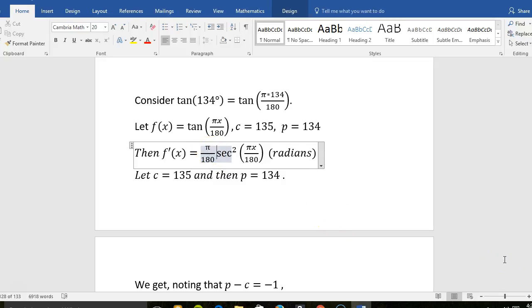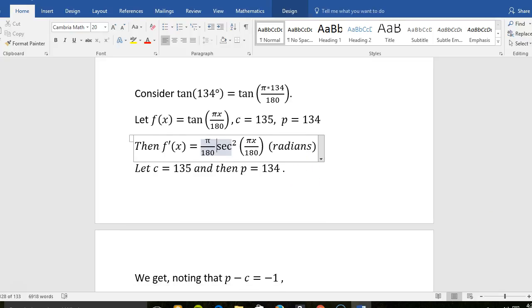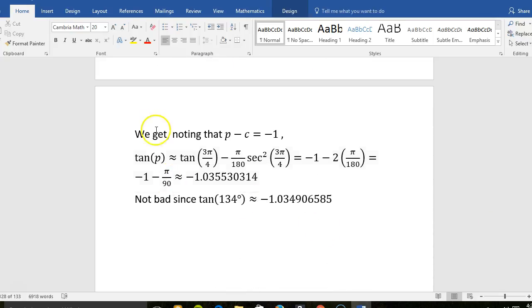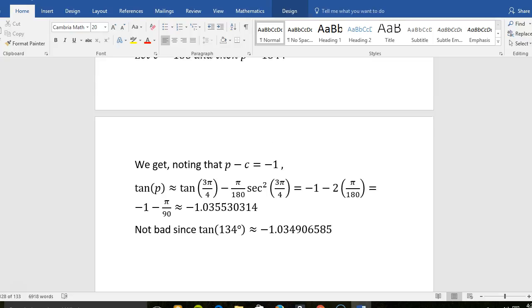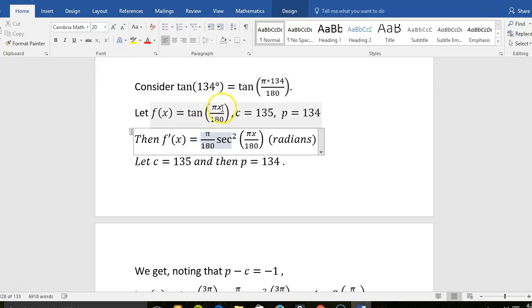And so there's that. And I'm sorry, I put the cart in front of the horse. I needed to do this first. So again, c is 135, p is 134. So p minus c is negative 1. And then by the tangent line approximation, I do the tangent of c. And again, guys, what I do is I throw in 135, c is 135, right here.